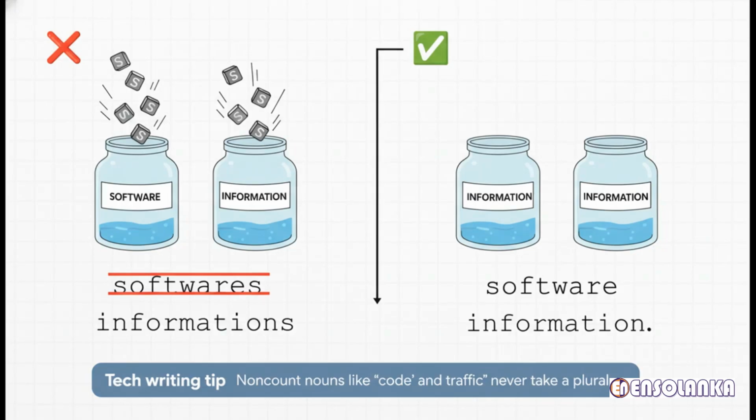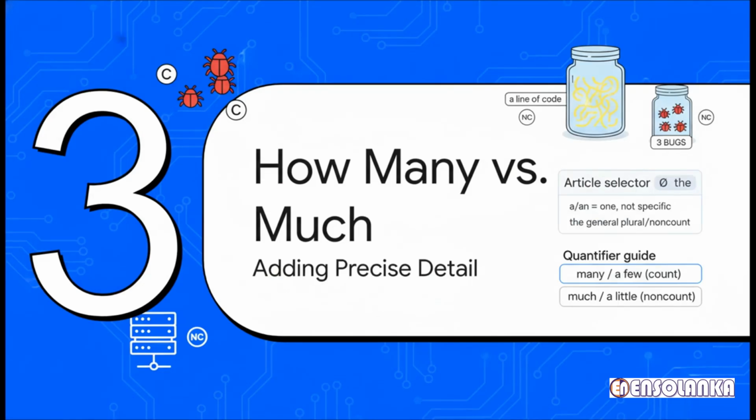And this is probably the number one mistake I see that instantly makes writing sound a little off. Just remember, words like software, information, advice, code, traffic, they never, ever get a plural S. Just burn that into your memory. Right, that makes sense. But in a ticket, I can't just say we have bugs or we have code. I need to be specific about the amount. So how do I do that correctly for these two different kinds of nouns?